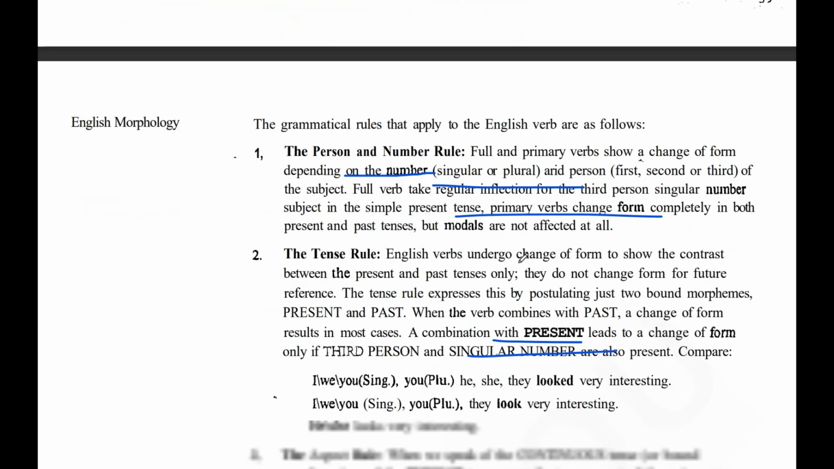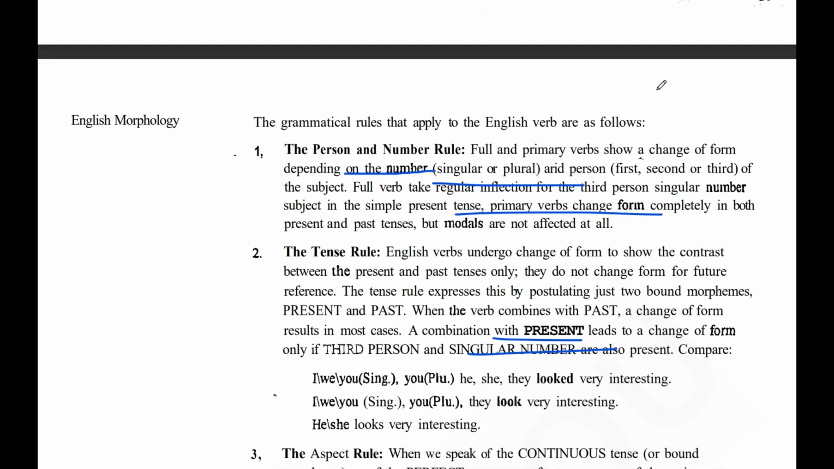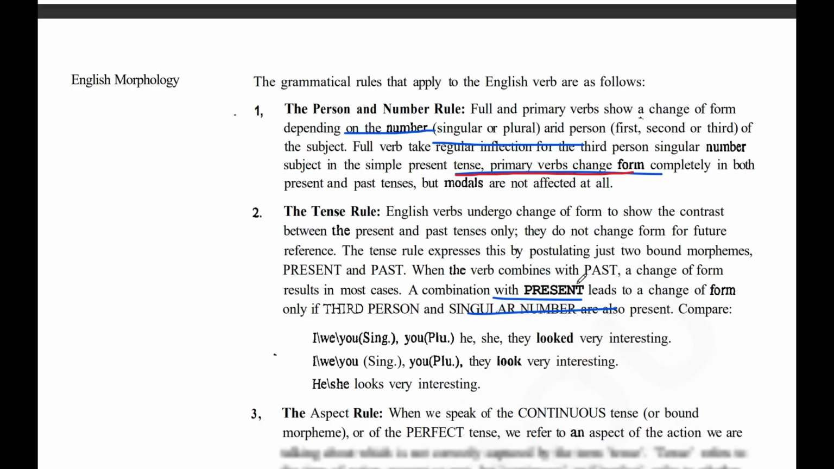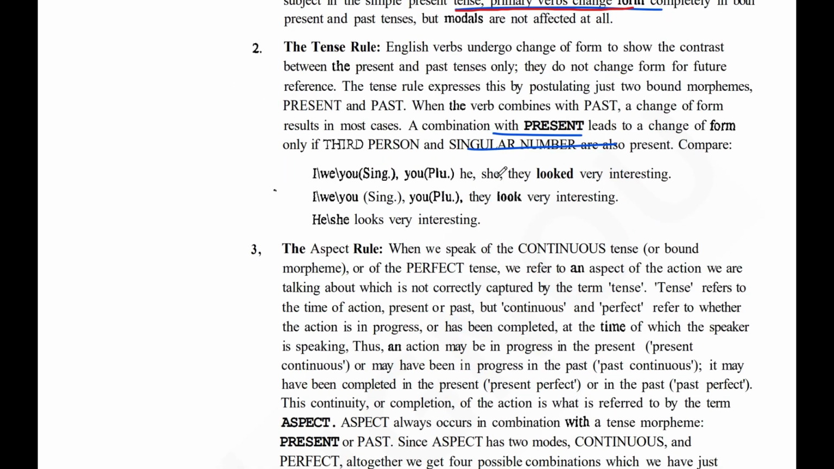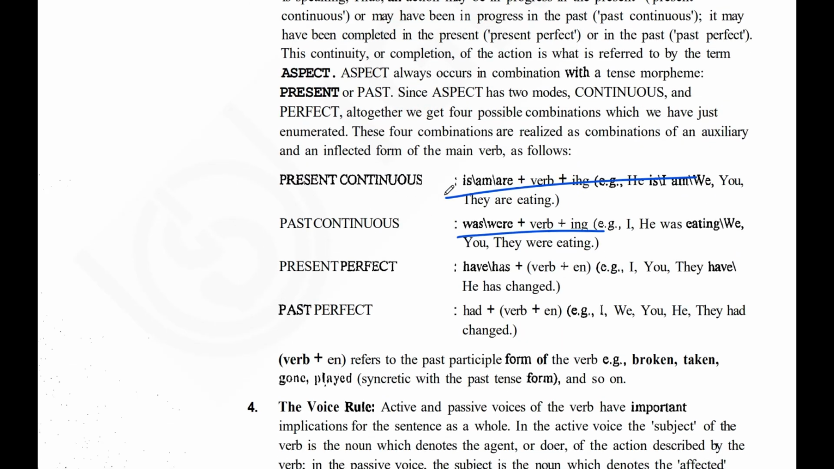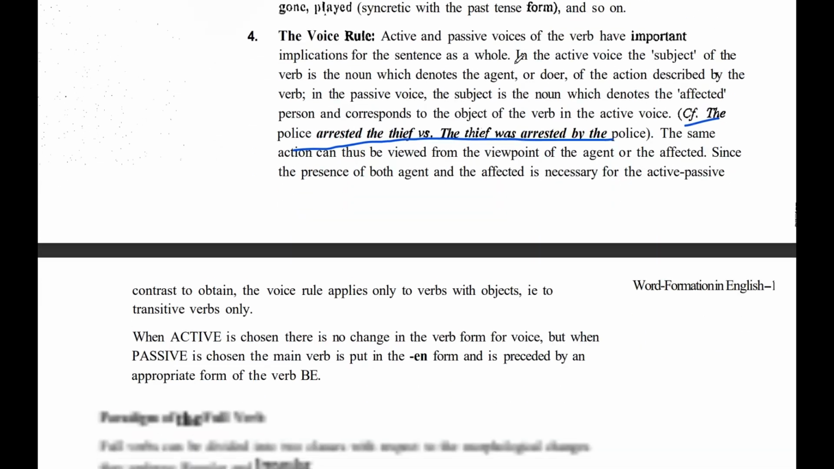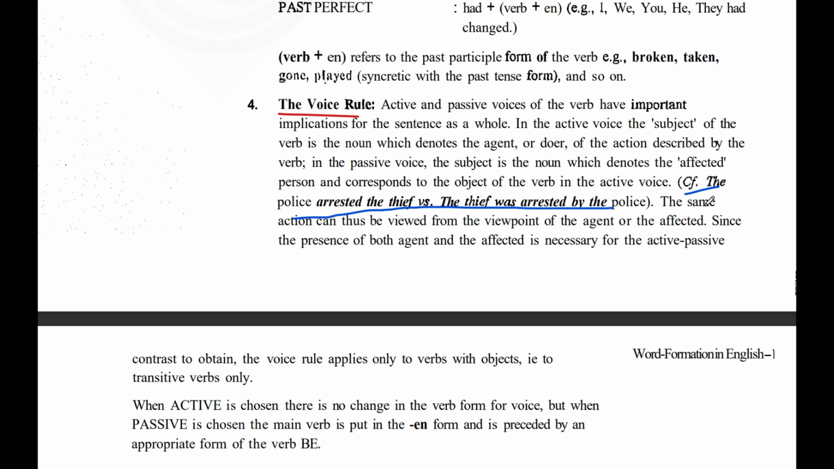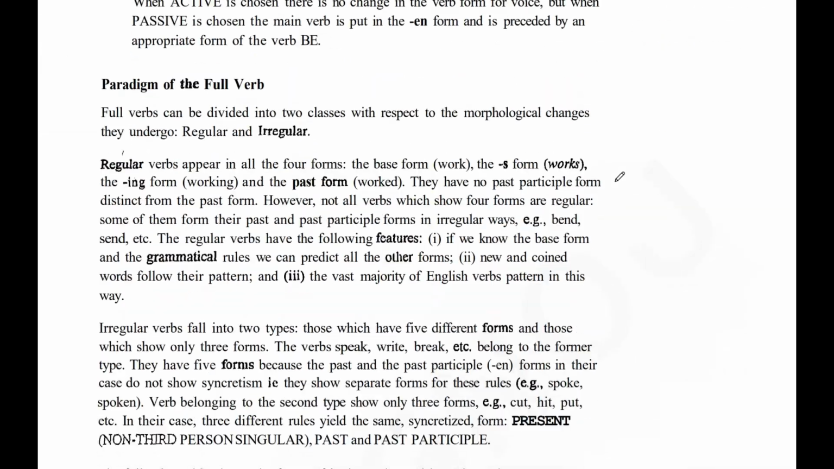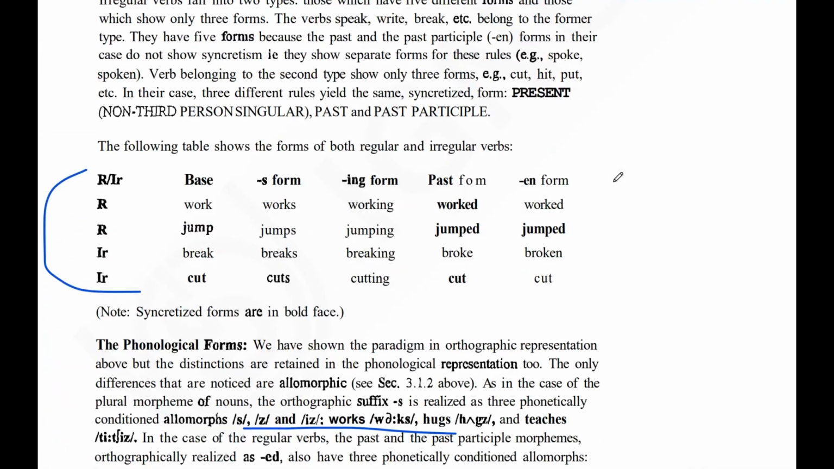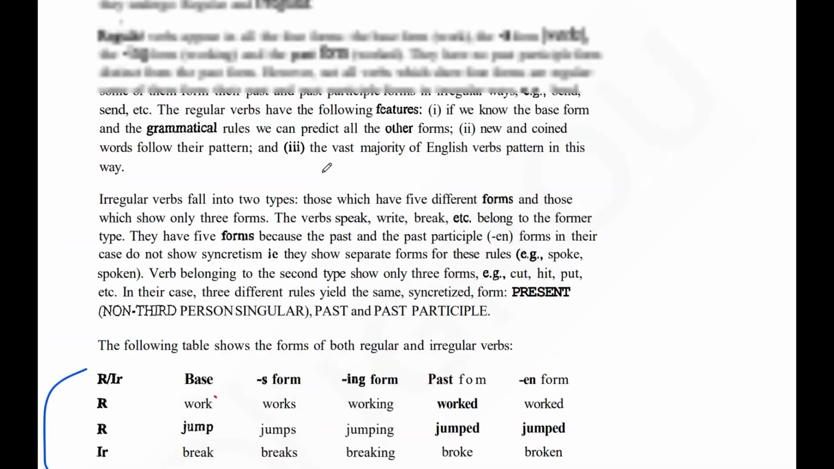And then there are primary verbs like be and do and have. So these are your primary verbs. This also has the same number rule if it's singular or plural. It also has the tense, where a primary verb changes form, right? It depends on that. So there are more examples. And then of course there is the voice rule, which is the police arrested the thief versus the thief was arrested by the police. So this is the active and the passive rule.